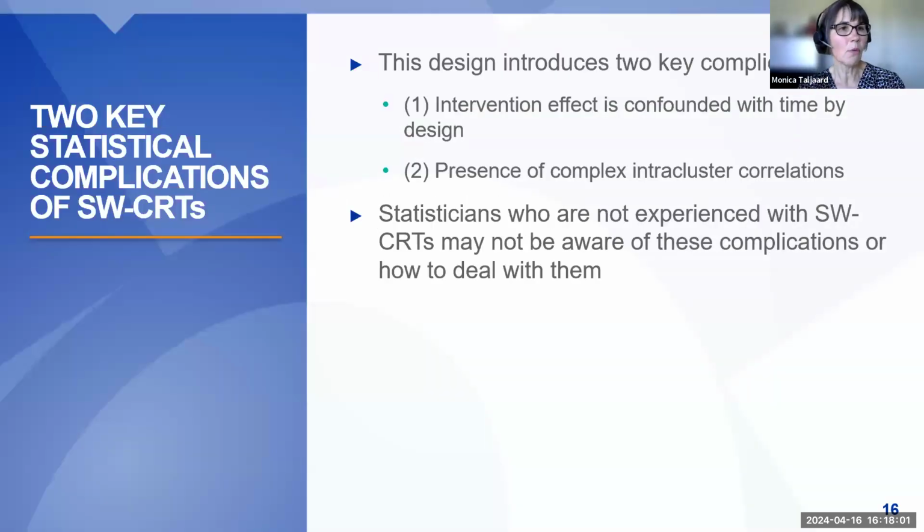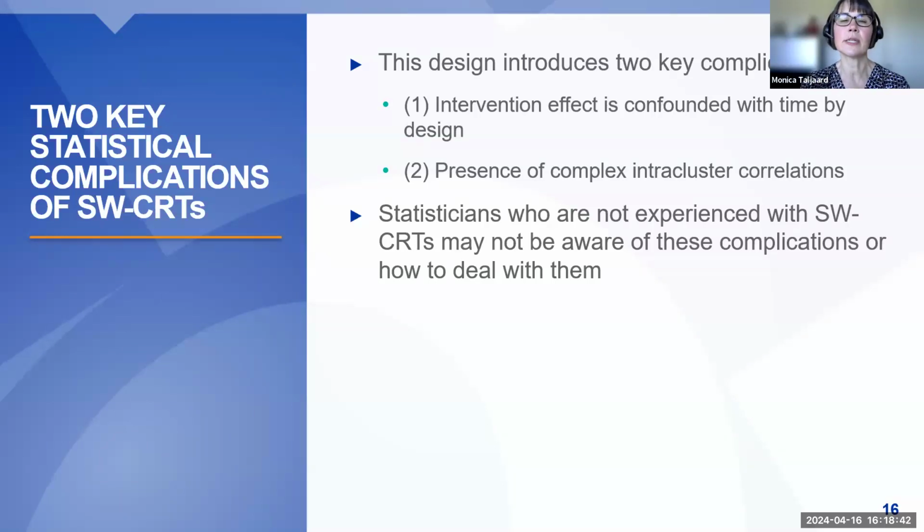All right, so now what I want to do is just highlight the 2 key statistical complications of this design. Now, there are others, but these are perhaps the 2 main ones. The first is that the intervention in this design is confounded with time. That's often a surprise to investigators because the reason we do a randomized controlled trial is because we want to avoid confounding by whatever characteristics might be imbalanced between the arms. In this design, there is a confounder introduced by the very nature of the design. I'll say more about that.